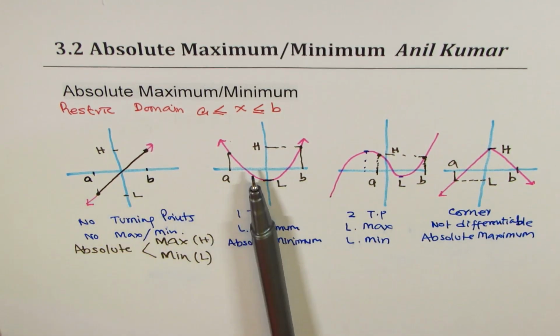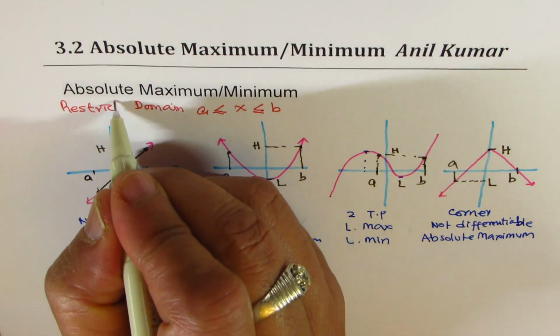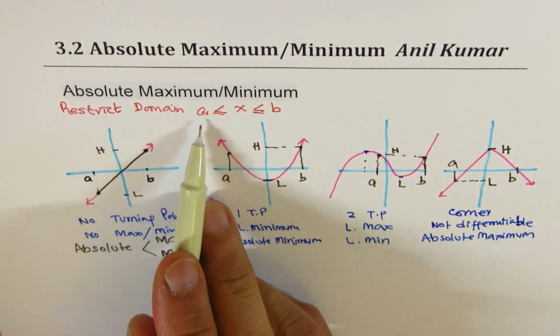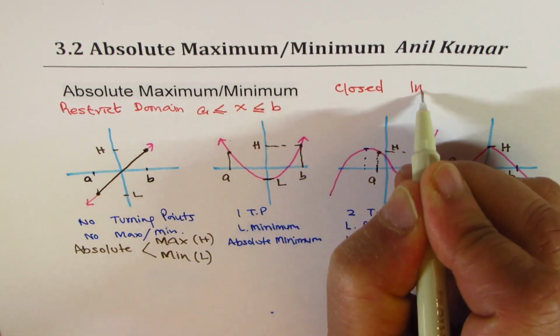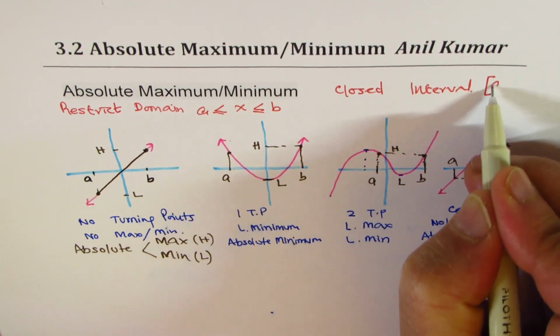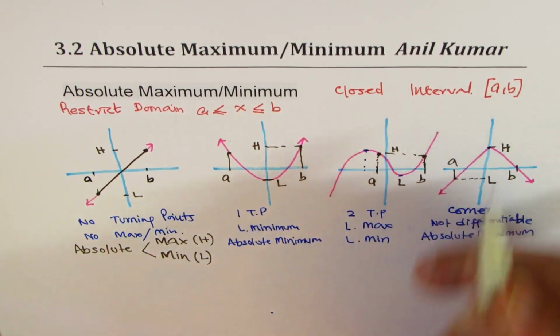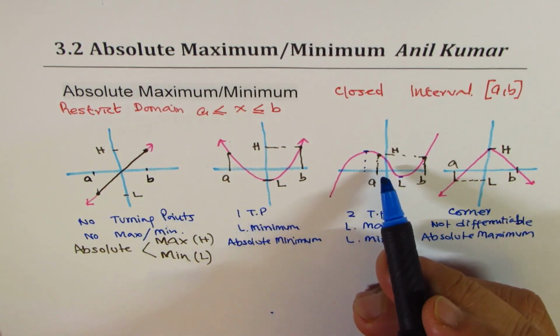So that really means that if we are talking about a restricted domain, which we also say closed interval, like A, B, right? Both included, that is kind of a must. If you're talking about a closed interval, then we'll always have absolute maximum and minimum. Now, said that, there is an exception to this.